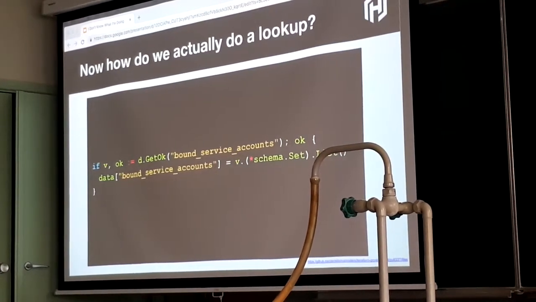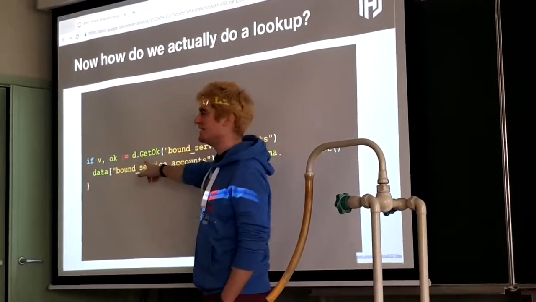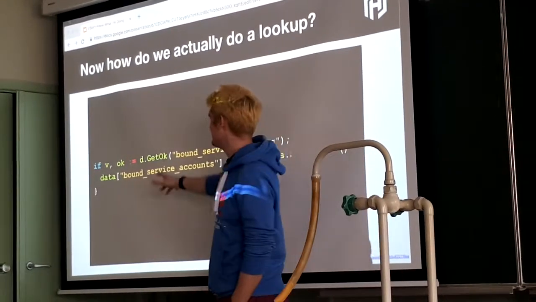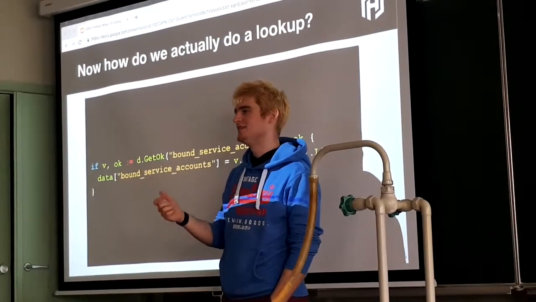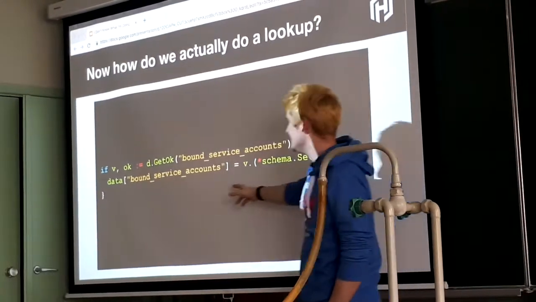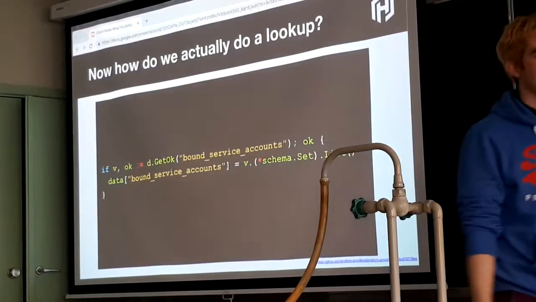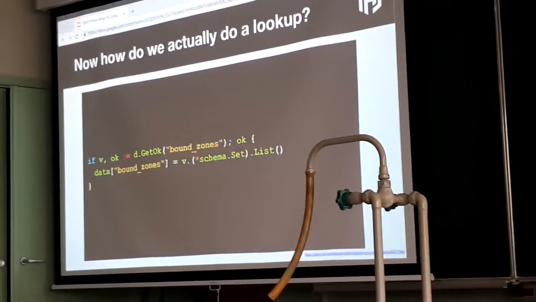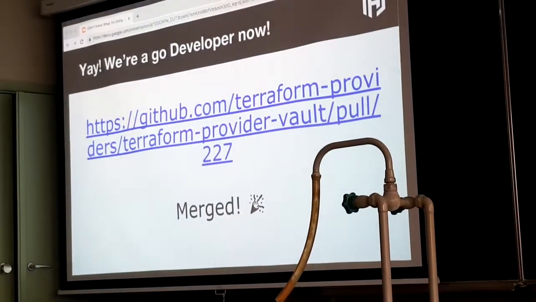So in this example, we're doing d.GetOk. All this is doing is that d is a schema of all of this stuff it gets back from the API in GCP. GetOk returns two values, the value and ok, which is like value and error. If ok is okay, then we add bound service accounts to the schema as a list. All pretty good. And then we just have to do that four more times for all the extra values that we wanted to add in. So there, we just changed it to bound zone. Ta-da! We're Go developers now.